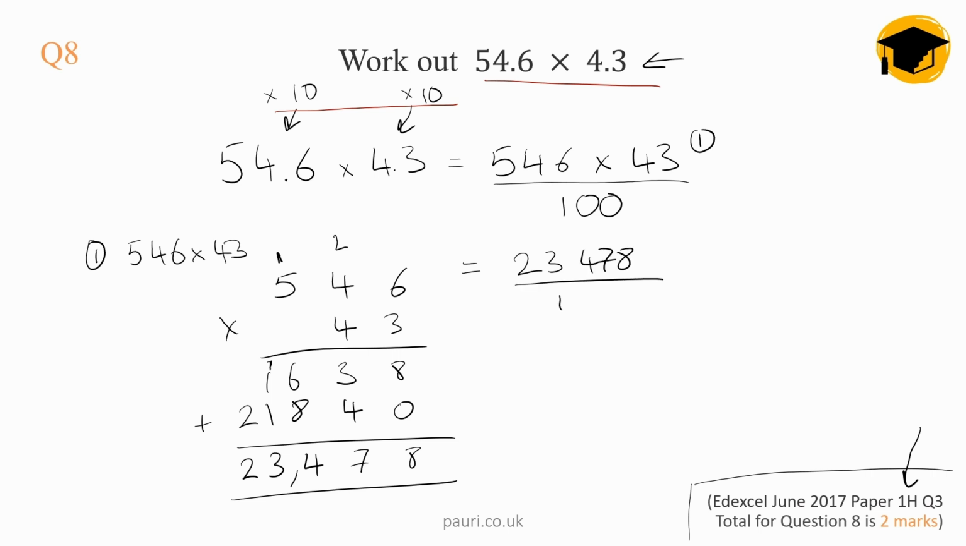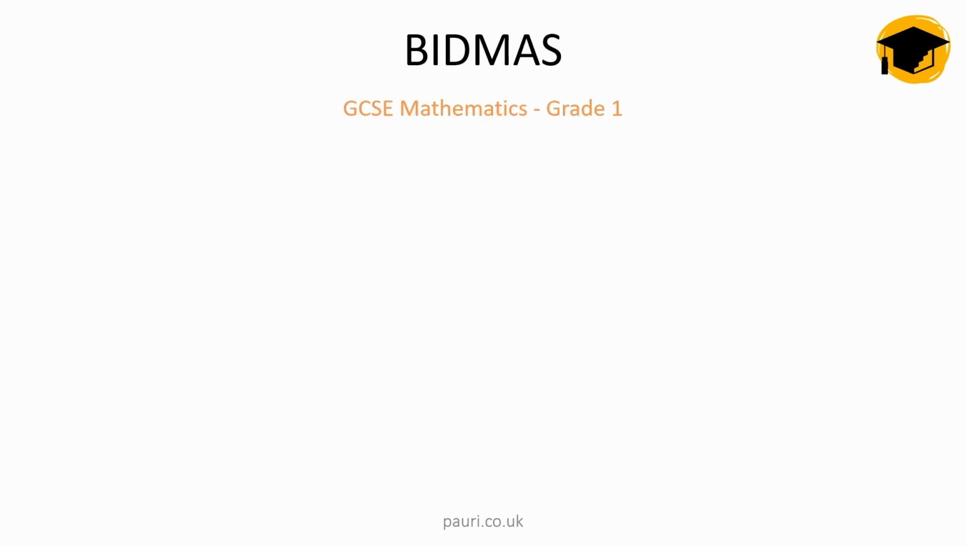So to answer this question, I need to do 23,478 divided by 100. If my decimal place is there, I need to move this 2 times. Because I've got 2 zeros, I need to move it 2 times to the left. So this number is going to get smaller by moving the decimal place twice. So my final answer is 234.78.